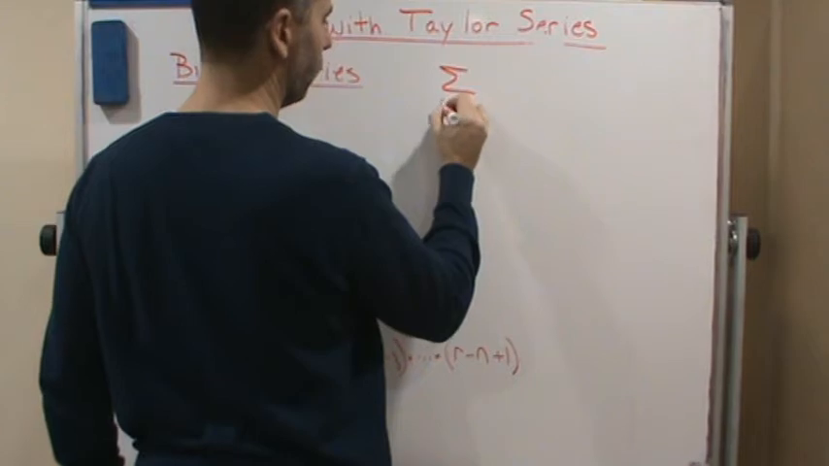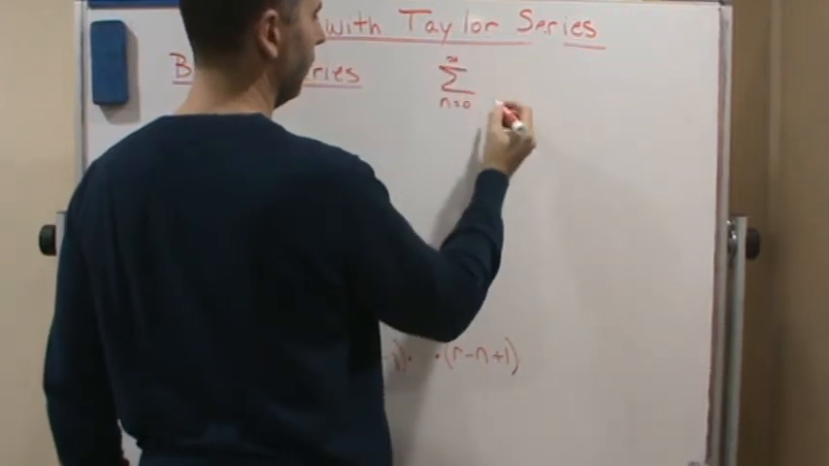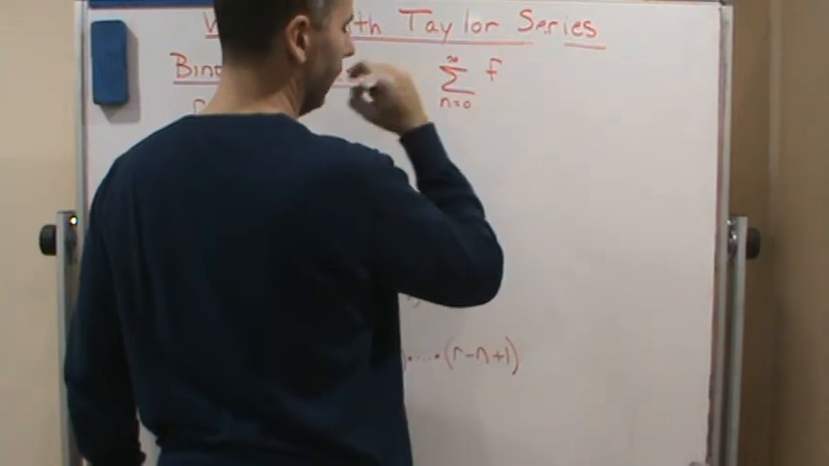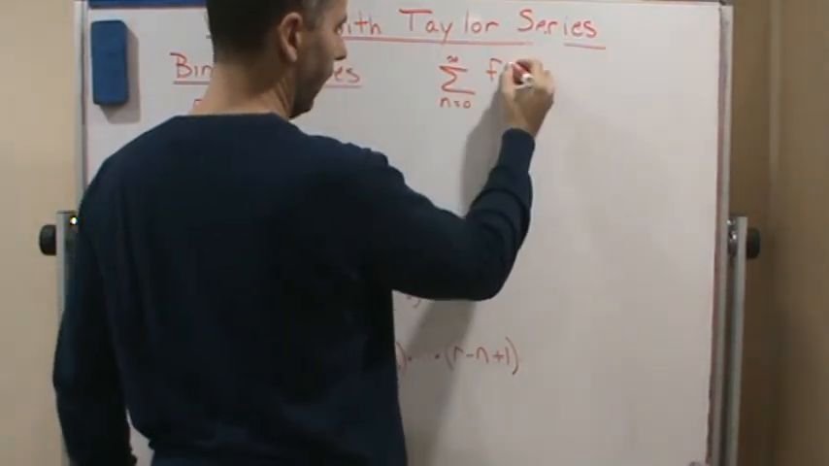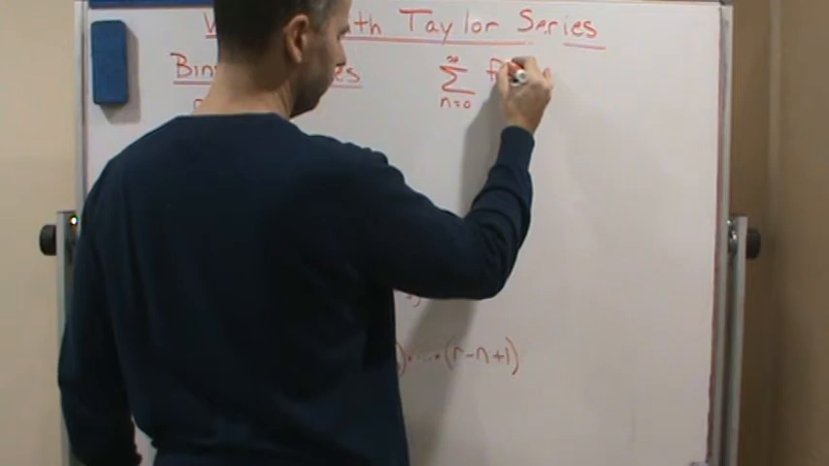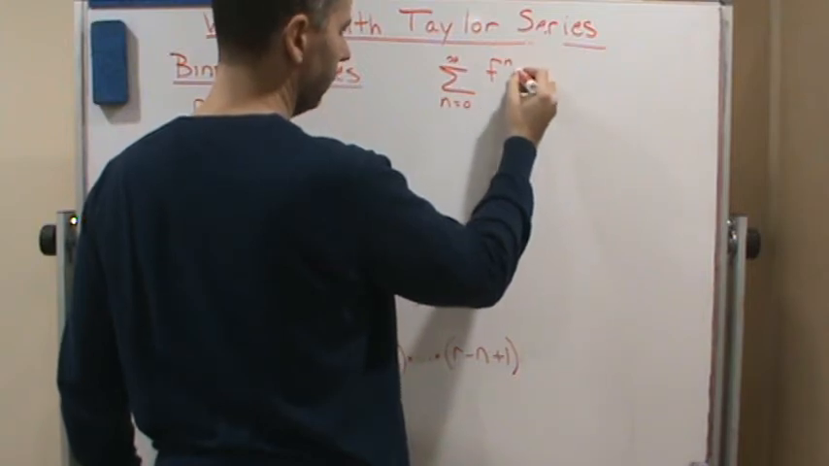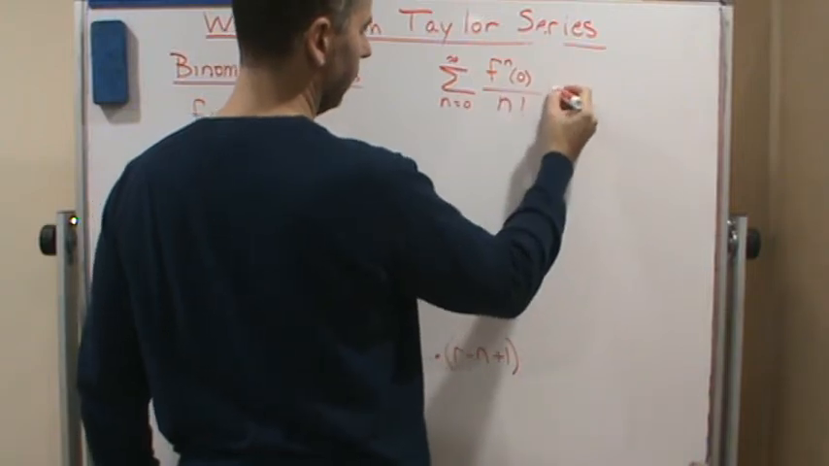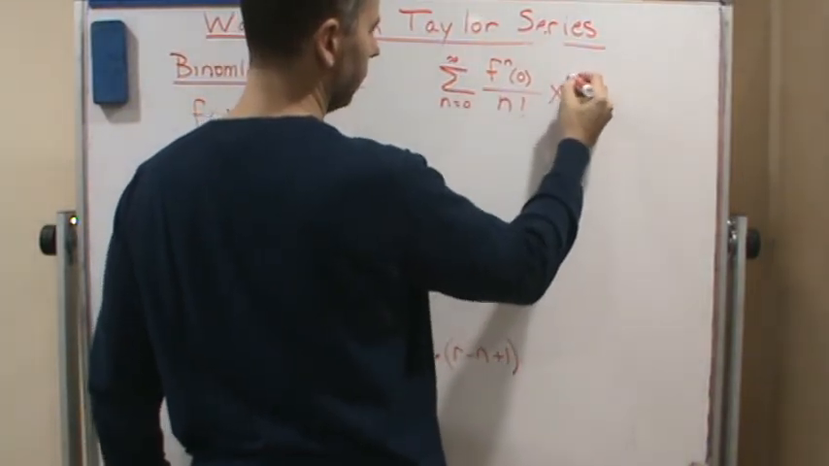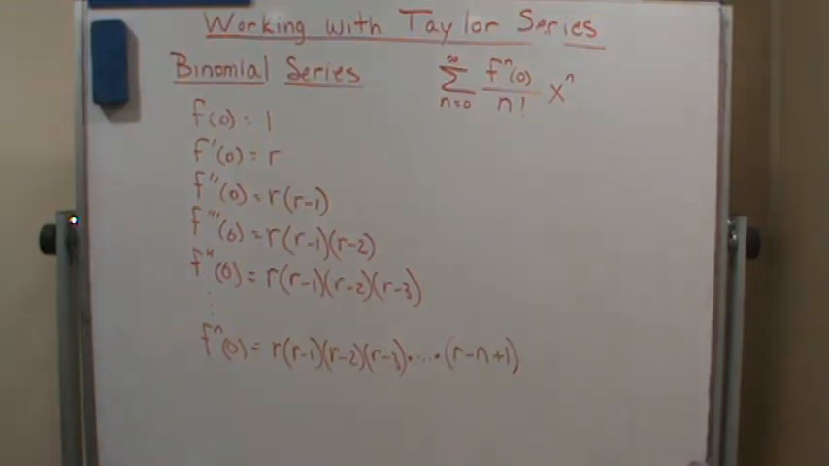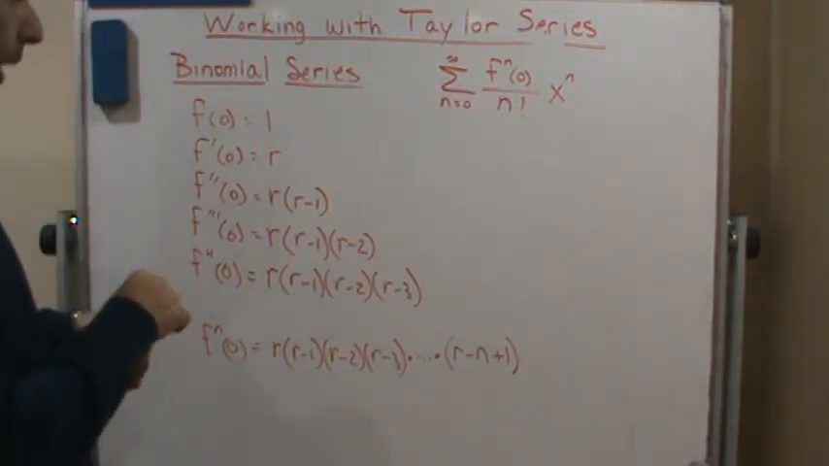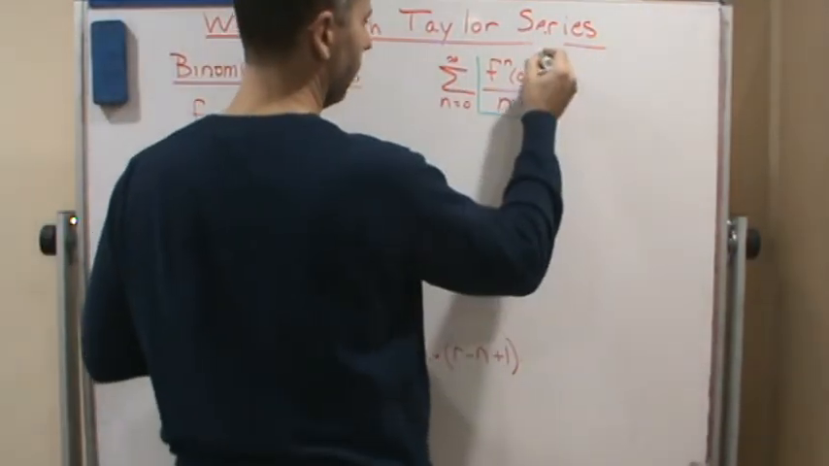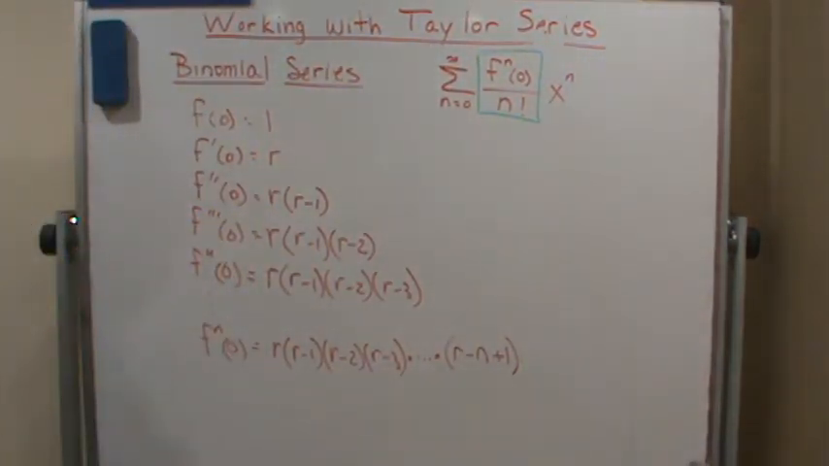So let's write this out one more time. The sum from n equals 0 to infinity. The Maclaurin series has the form of f to the n at 0 over n factorial times x to the n, right? So the binomial coefficient is given by that.